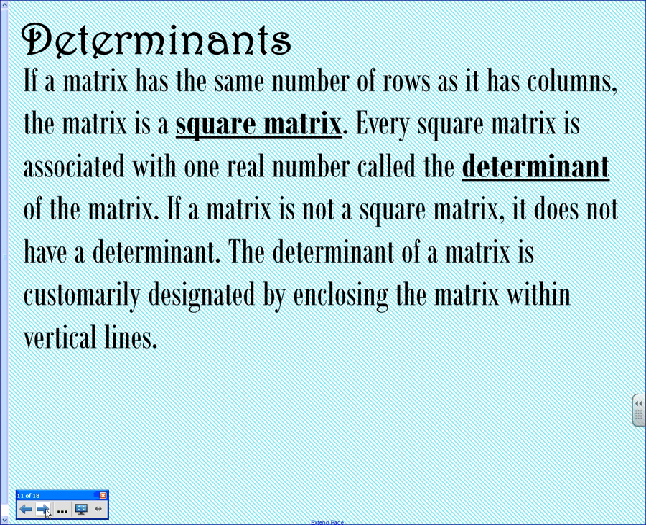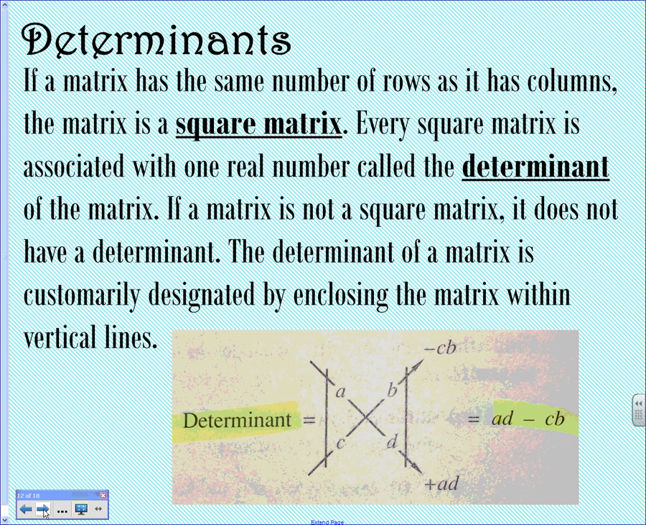The determinant of a matrix is usually designated by enclosing the matrix with vertical lines. So instead of having little braces, we have vertical lines that enclose it. You see how this one has vertical lines here and here? It's still a matrix, but now we're going to find the determinant because it's straight lines.